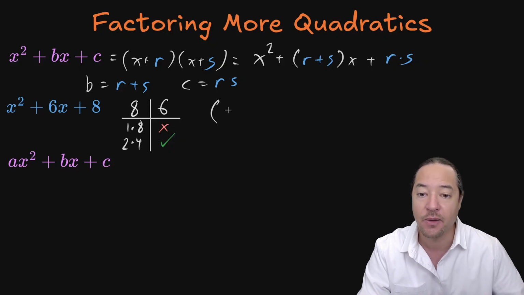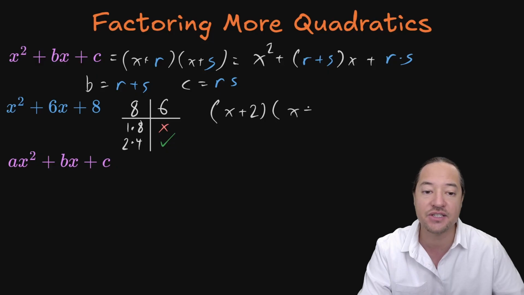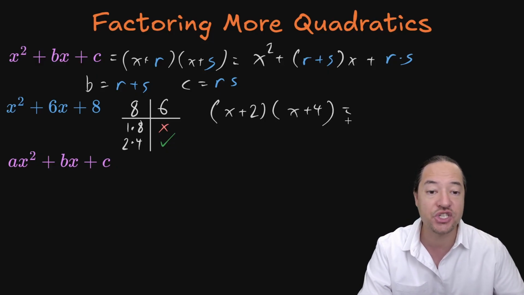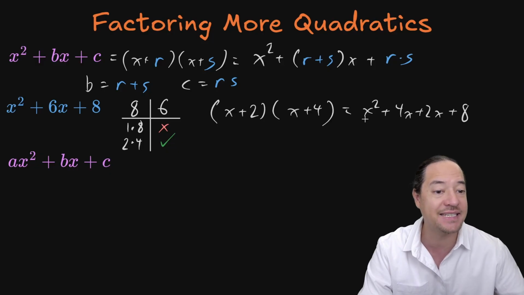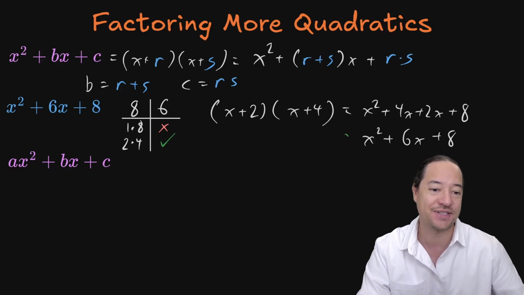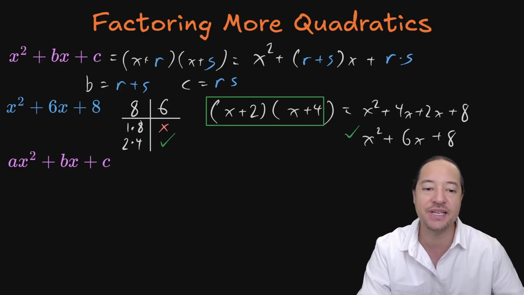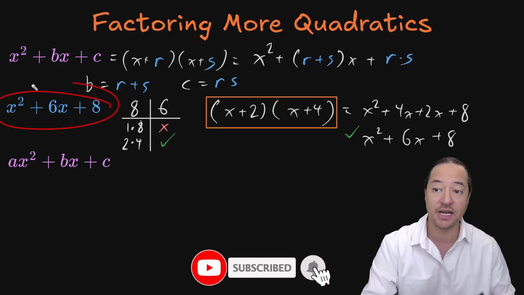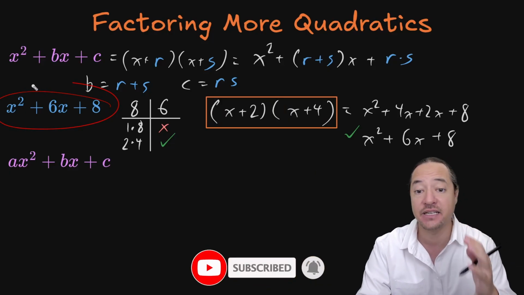So the idea is we must be able to write this as x plus 2 times x plus 4. That's the proposal. If we FOIL it out, we can check. We're going to get x squared plus 4x plus 2x plus 2 times 4 is 8. If we simplify that, we get x squared plus 6x plus 8. Sure enough, it works. This is exactly what we're looking for. And so yes, this is going to be the factored form of our original expression. That's the method that we looked at in our previous class.